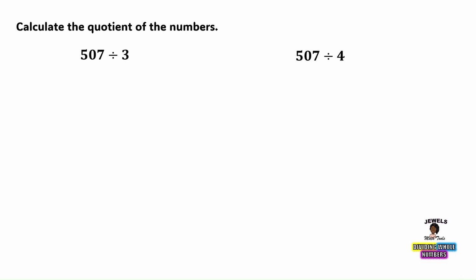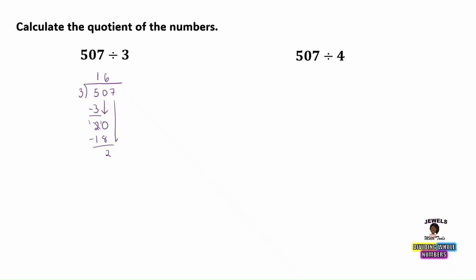So we're now going to be dividing our 3 into 507. 3 will divide into 5 once. 1 times 3 is equal to 3. 5 minus 3 gives us a difference of 2. We're going to bring down our 0, changing 2 into 20. 3 divides into 20 6 times. 6 times 3 is equal to 18. 20 subtract 18 will give us a difference of 2.